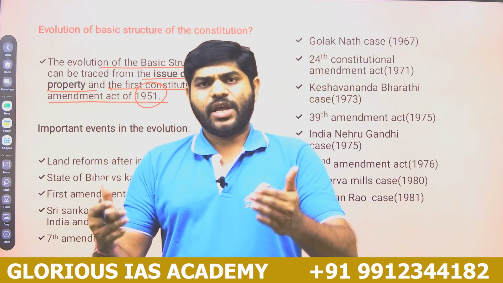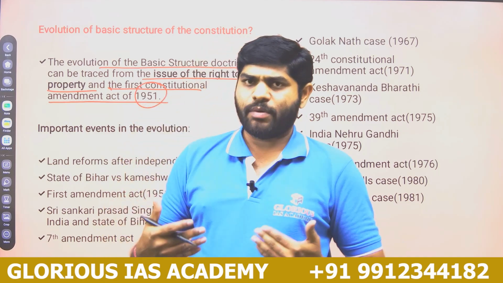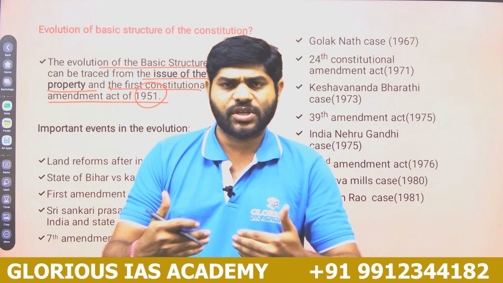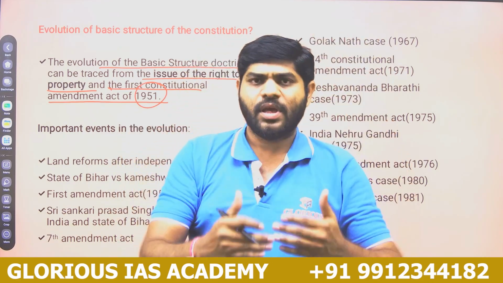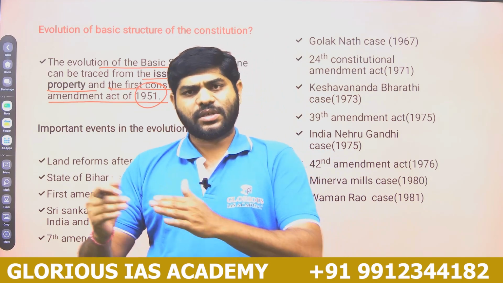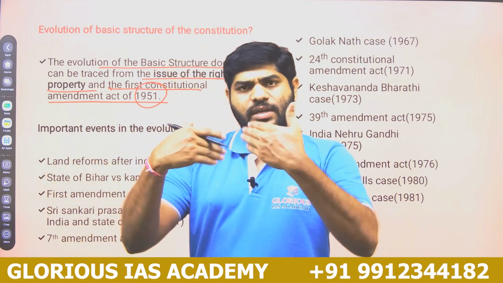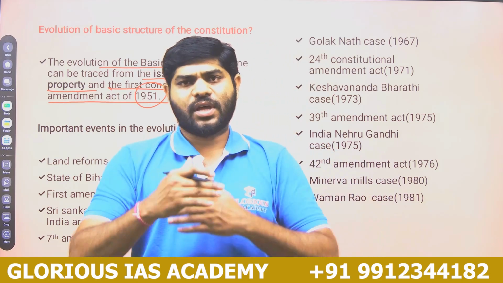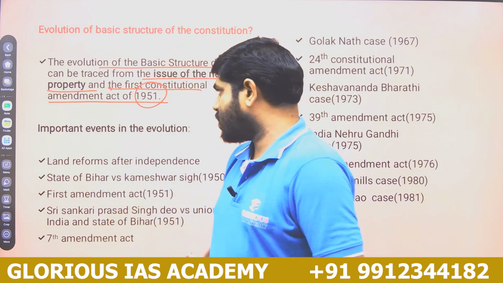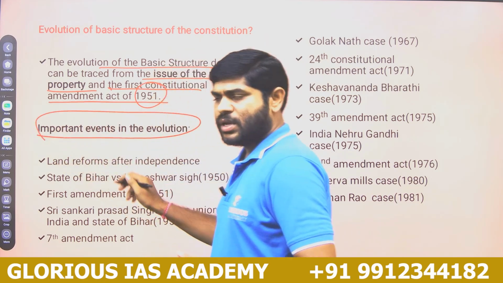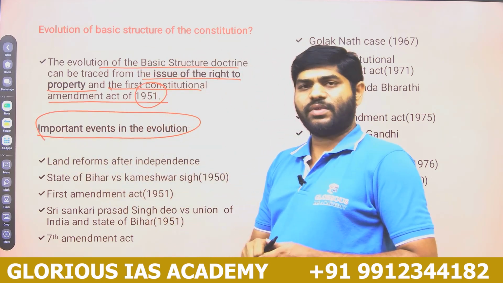So against the government measures, in order to challenge those decisions of the government in the Supreme Court, the Supreme Court gave some judgments. Against those judgments, the government would come up with some other measures. Like that, in a series of evolution, the Supreme Court evolved the basic structure. So what are the important events for the evolution of the basic structure doctrine?